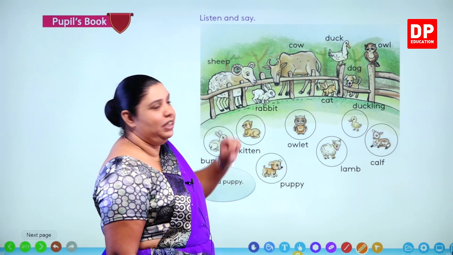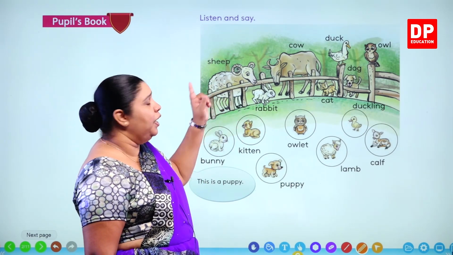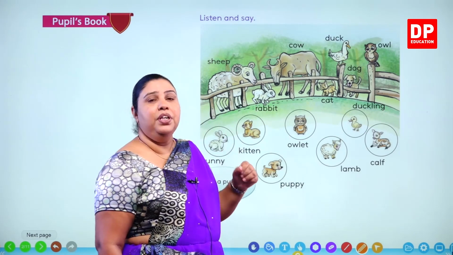We have the rabbit over here. Now the word sheep and the word rabbit we already know.